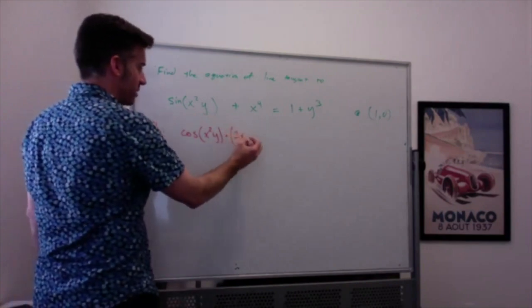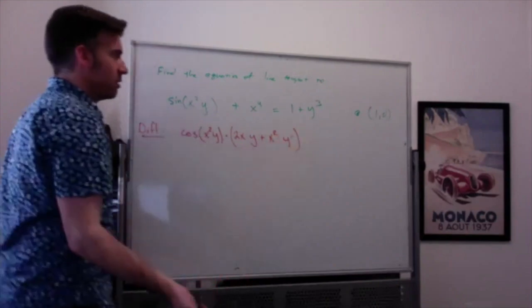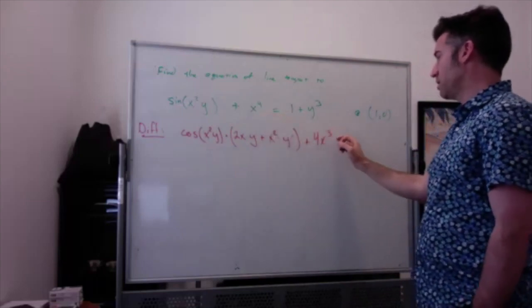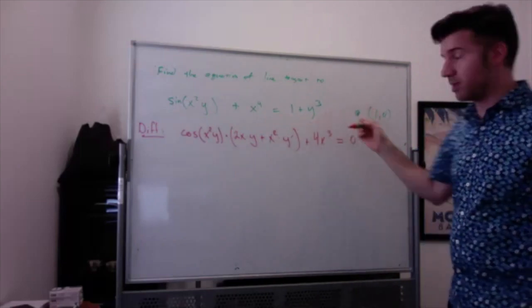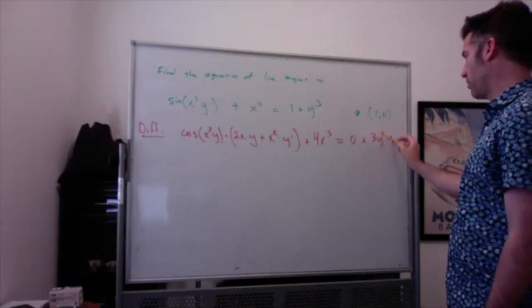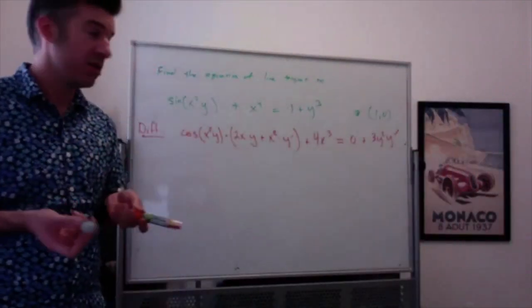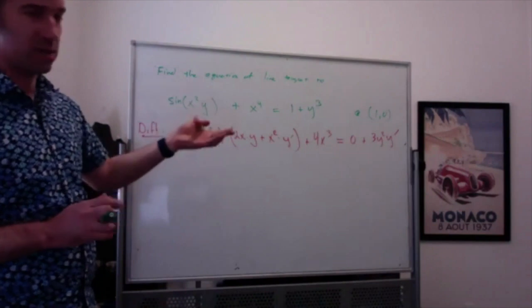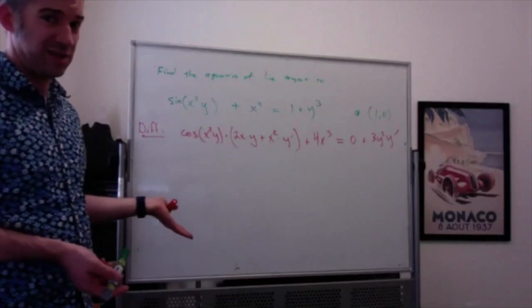The derivative of x squared is 2x times y plus x squared times y prime. Plus the derivative of x to the fourth is 4x cubed, equal to the derivative of 1, which is 0. The derivative of y cubed, or some stuff cubed, is 3y squared y prime. I know we did one like this last time, but I do want to emphasize this comes up a lot. At this point, you can solve for y prime in terms of x and y, and then plug in x equals 1, y equals 0 to get the slope of the tangent line. But you could also just plug in x equals 1 and y equals 0 now.